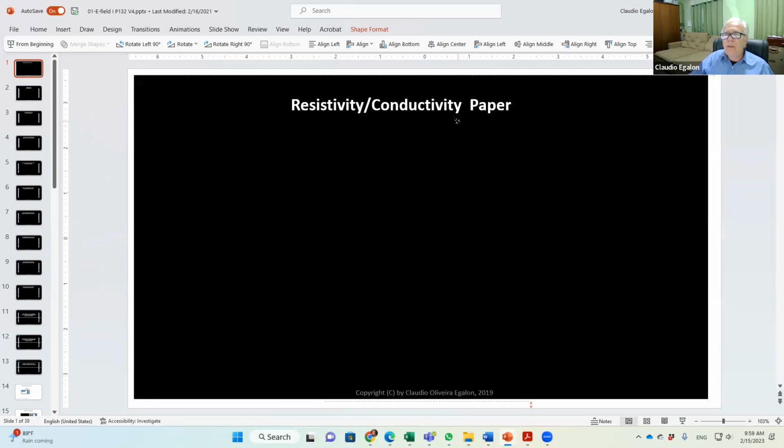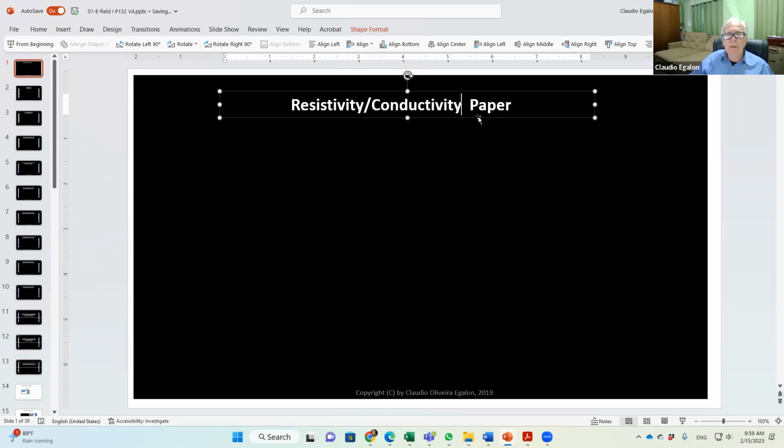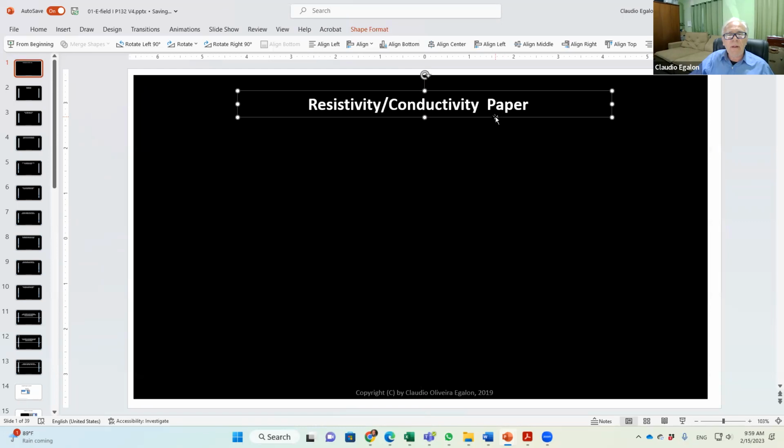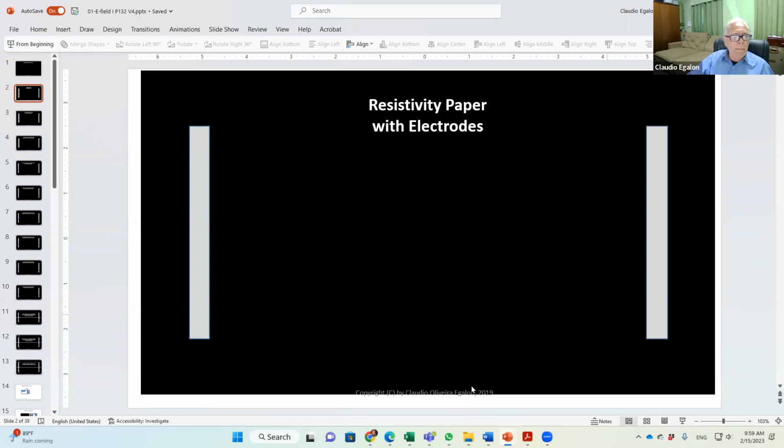And we use this paper to come up with different experiments for the electric field. In one of the experiments, we get this paper, and then we paint the surface of the paper with a pen that has an ink that is conductive. It's a metallic ink. This is the ink that we paint the paper with.